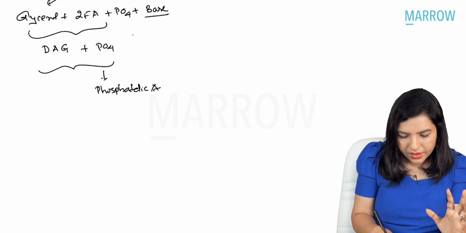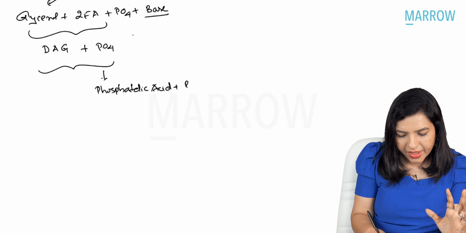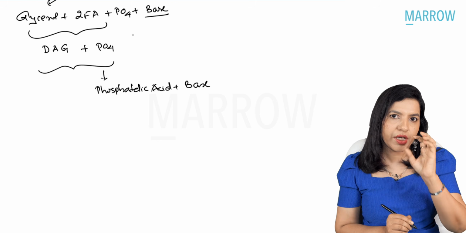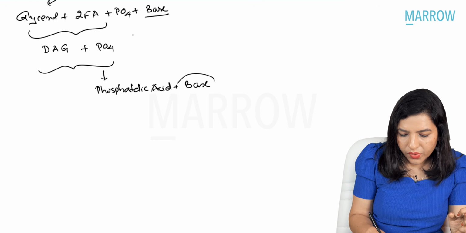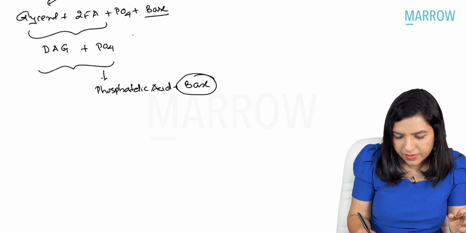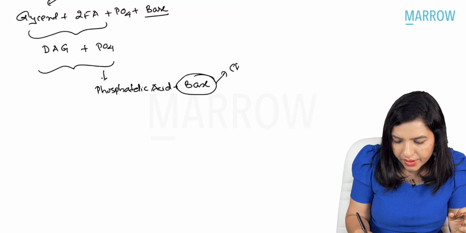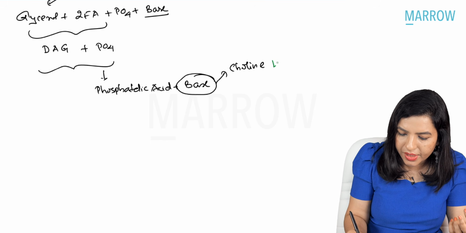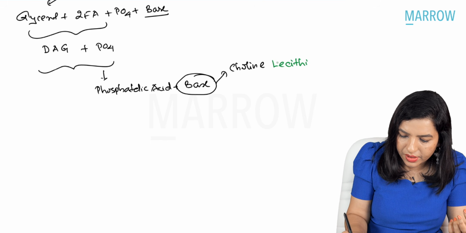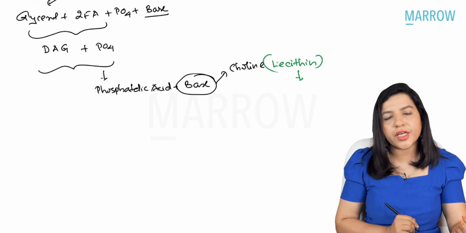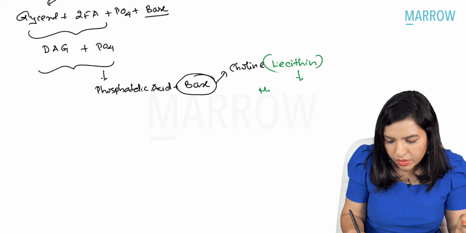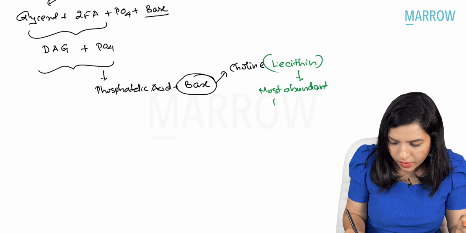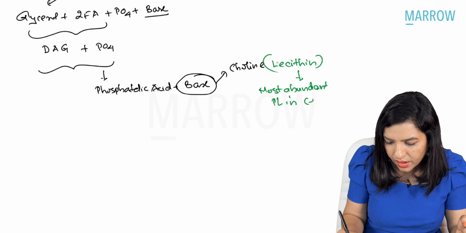Phosphatidic acid plus a base is called a glycerophospholipid. Now if this base is choline, then we call it phosphatidylcholine. What is phosphatidylcholine? That is lecithin. So what is the peculiarity of lecithin? This is the most abundant phospholipid in the cell membrane.